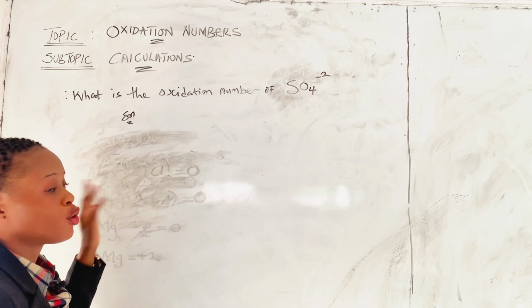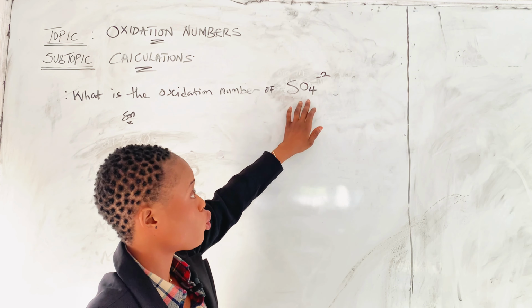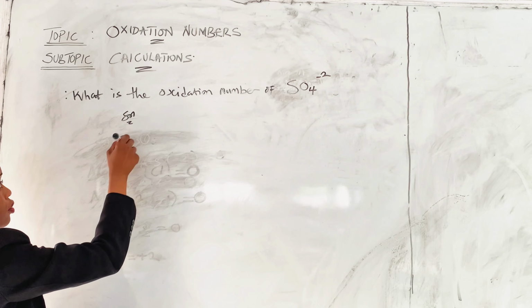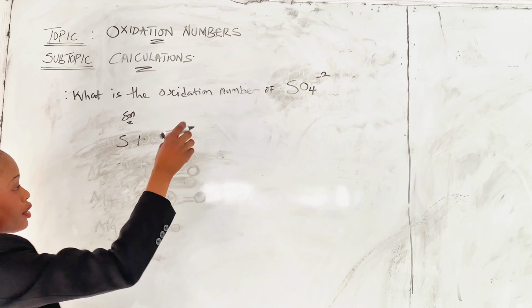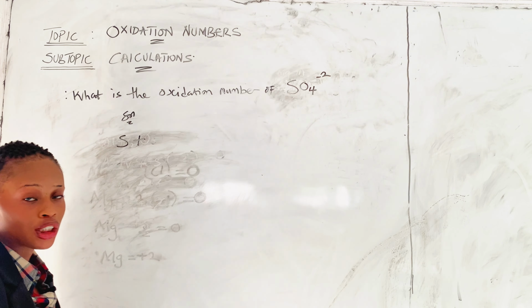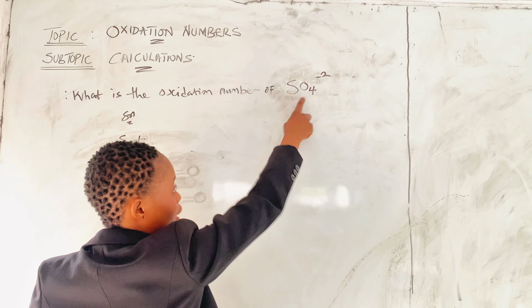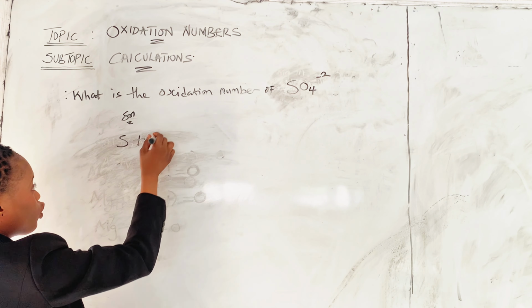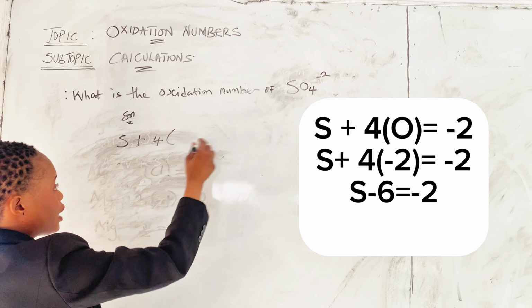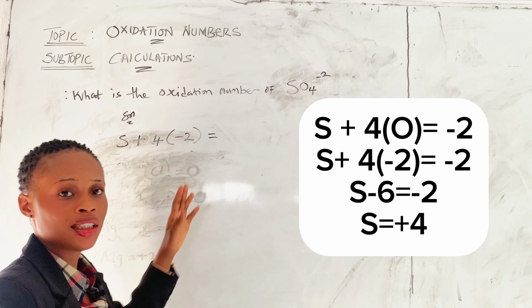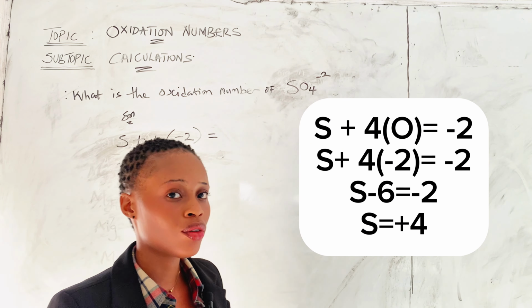Take notes. We're going to be looking for sulfur in SO4. Okay, so sulfur plus. Now, oxygen, we already know, carries a charge of -2. That is the oxidation number. But there is a 4 attached to oxygen. So, S plus 4 in bracket, the charge of oxygen, which is -2, close bracket. Now, what do you think the total charge will be? Will it also be 0?